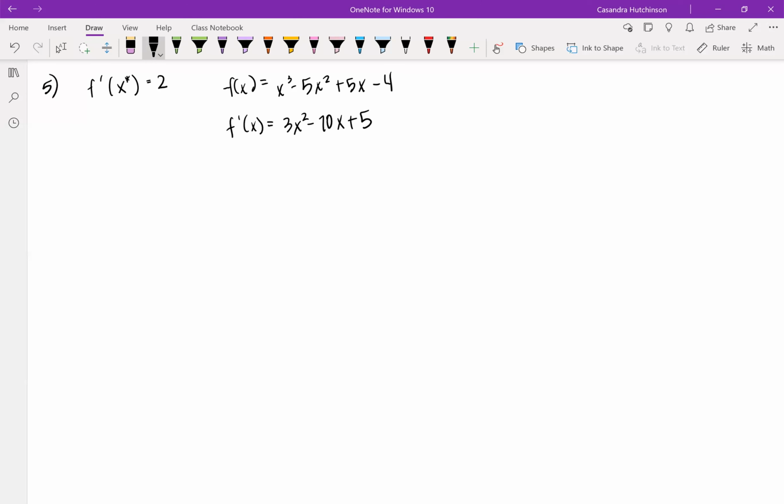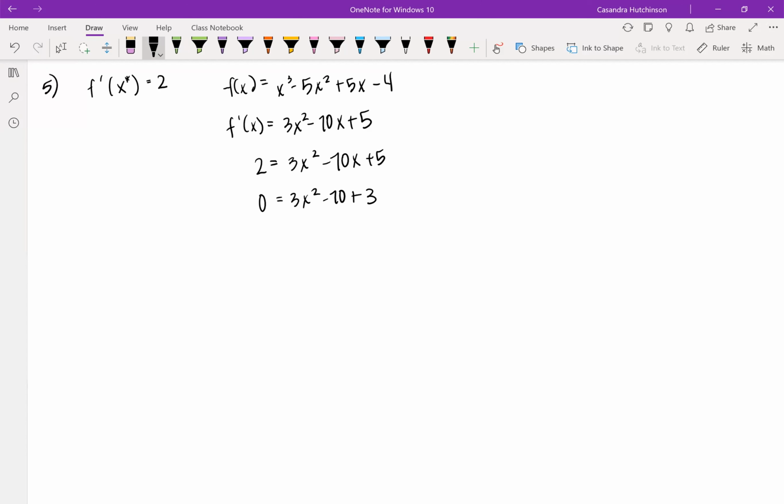I'm not going to put the x star as I work just because it takes a little more time, but from this point forward, I'm not talking about all x's. I'm talking about a very specific x that satisfies this equation. So which x's satisfy the equation 3x squared minus 10x plus 5 equals 2? It's a quadratic, so I bring everything to one side so it equals 0. Subtracting 2, that's plus 3.